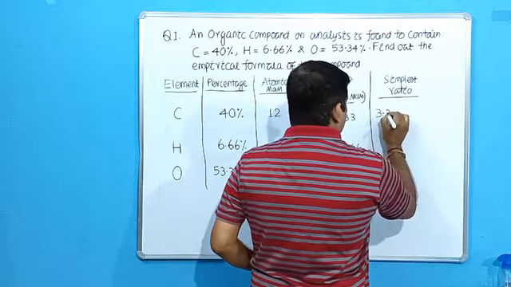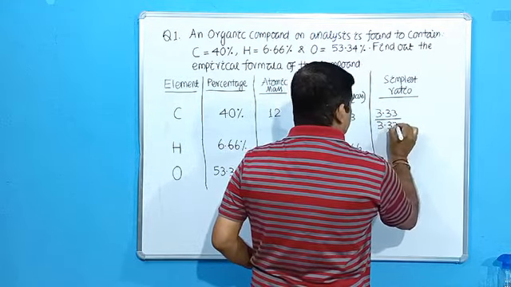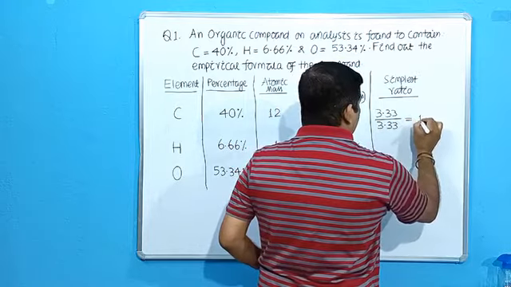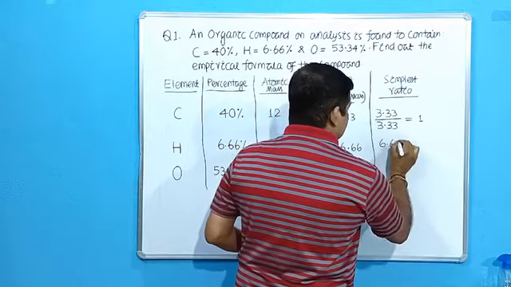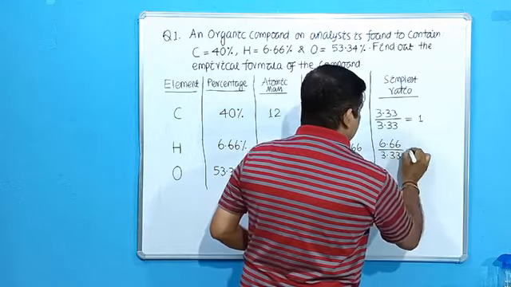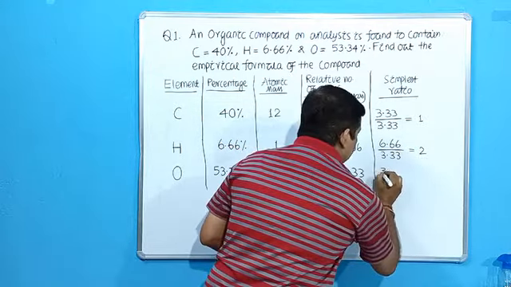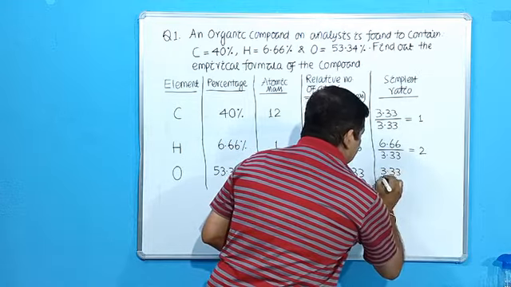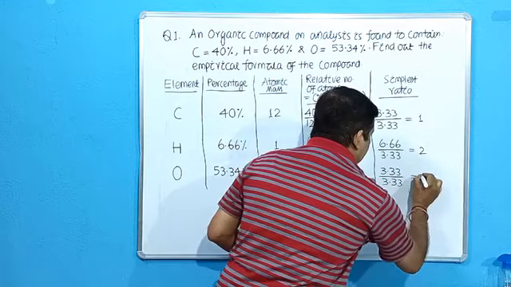Now, smallest one is 3.33, which is equal to 1. Then 6.66 divided by 3.33, which is equal to 2. Then again this one, 3.33 divided by 3.33, which is equal to again 1.